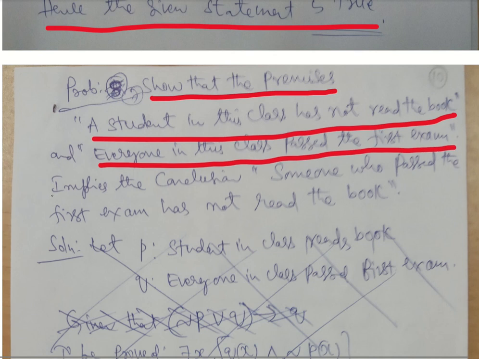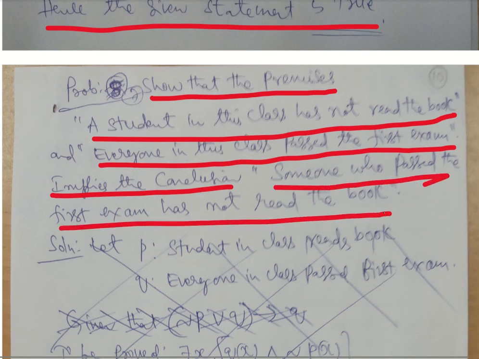He is asking whether we can imply this conclusion: someone who passed the first exam has not read the book. This is the statement given. That's what I said in the beginning. Don't give any meaning to this statement, but take the statement as it is. So what is the statement? A student is a part of a class. He or she has not read the book.